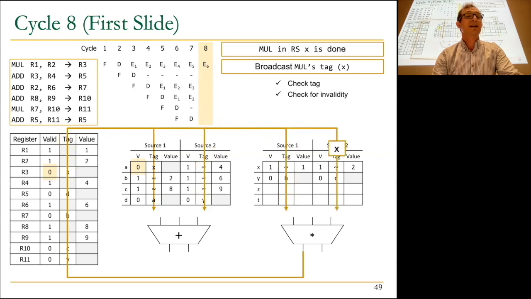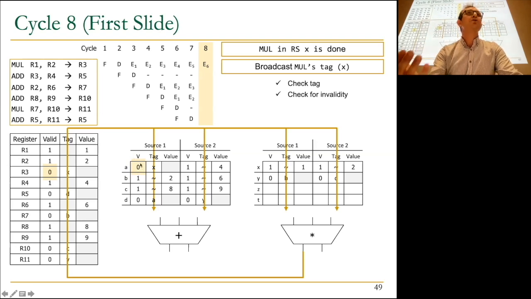So whoever is waiting for X is highlighted over here with yellow. This register 3 is waiting for X because it's going to be valid after that. It's invalid, and the tag is X. This instruction is waiting for X because it was renamed that way, and it's going to capture the value.